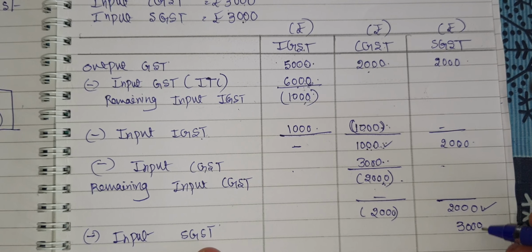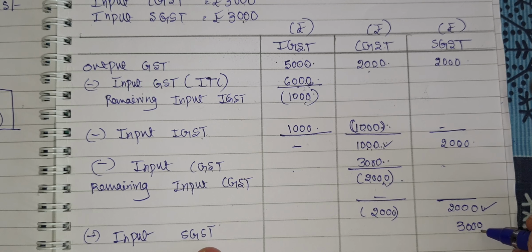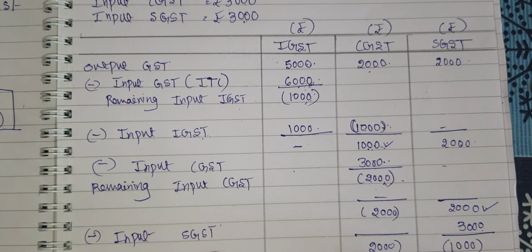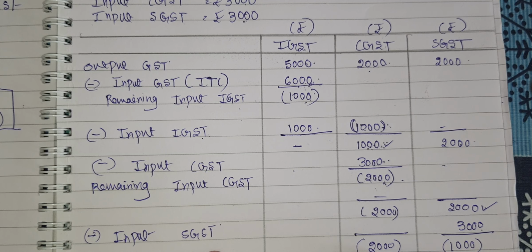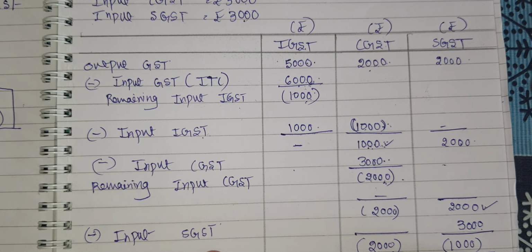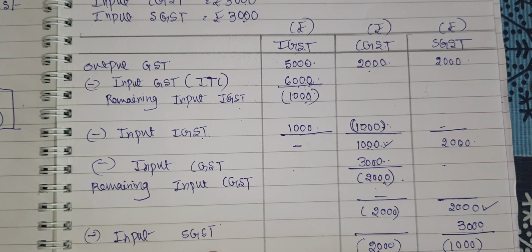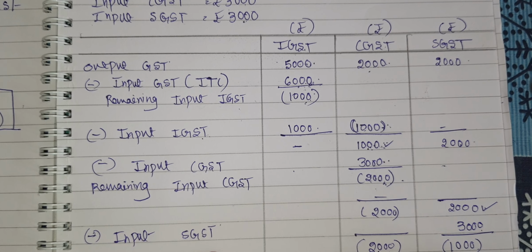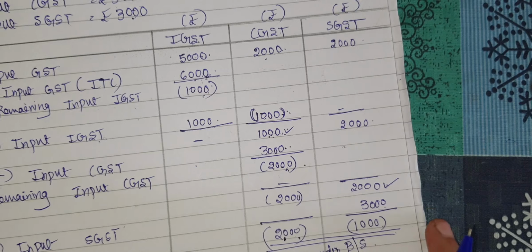But here we have already paid the amount of rupees 3,000. So here also we need not pay the tax to the government. So rupees 1,000, that is the remaining SGST, and rupees 2,000, that is the remaining CGST. So rupees 2,000 and 1,000 are treated as an asset under the balance sheet.